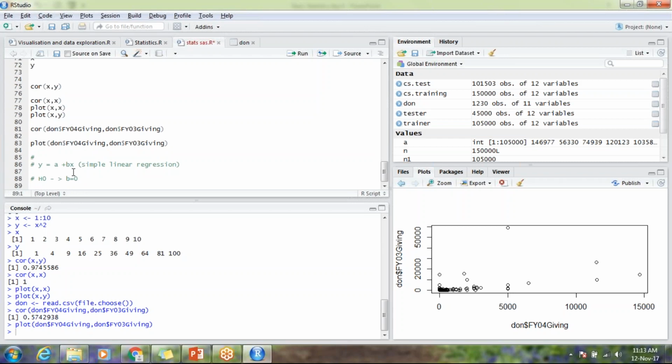My alternate hypothesis is that beta is not equal to 0. That means it has a certain value and it does play a significant role in determining my value of y. So in a nutshell, this is my beta test, or my test for significance, whether that variable has a significant impact or not.